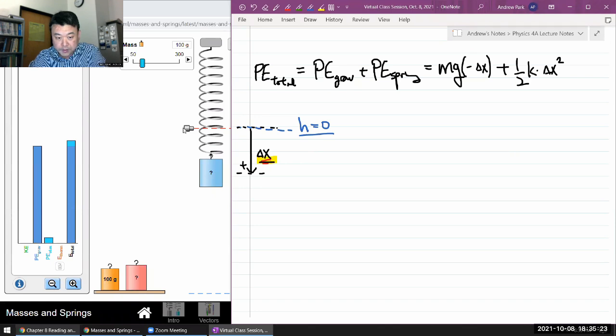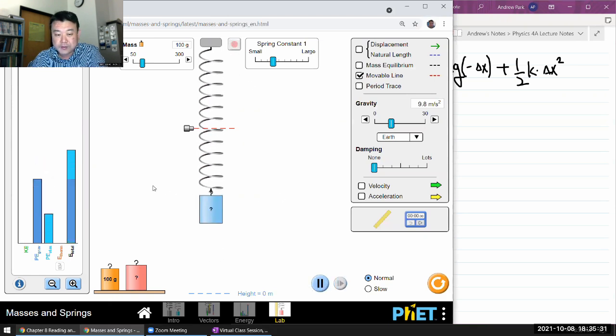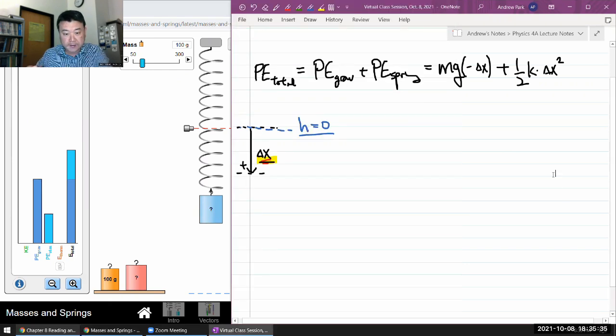The old spring equilibrium position is here. My new spring, the equilibrium position should be right here. And that's significant, that the equilibrium length position of the new spring would be at this position.